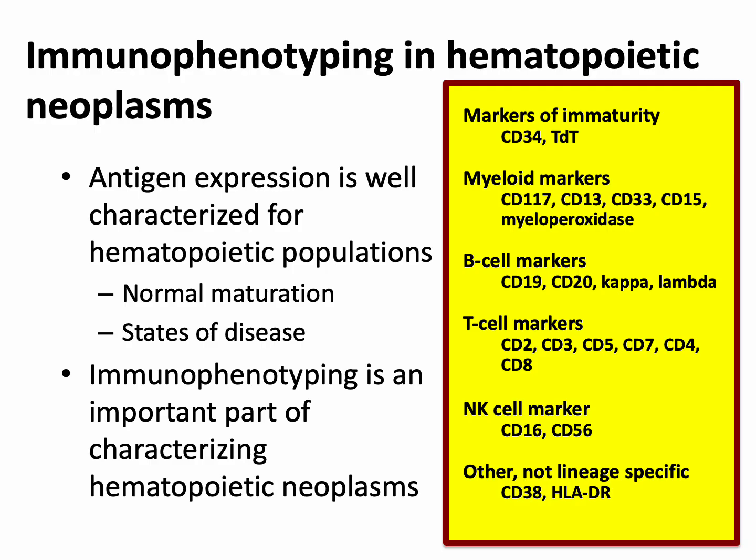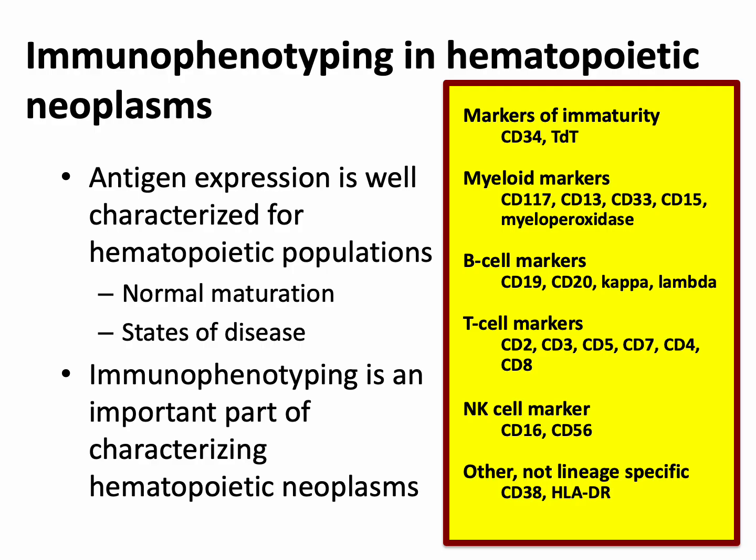Immunophenotyping is a cornerstone of diagnosing and characterizing a variety of hematopoietic neoplasms. Antigen expression is quite well characterized for hematopoietic populations, both normal and abnormal. So we have characteristic immunophenotypes that we see with normal maturation and in states of disease.